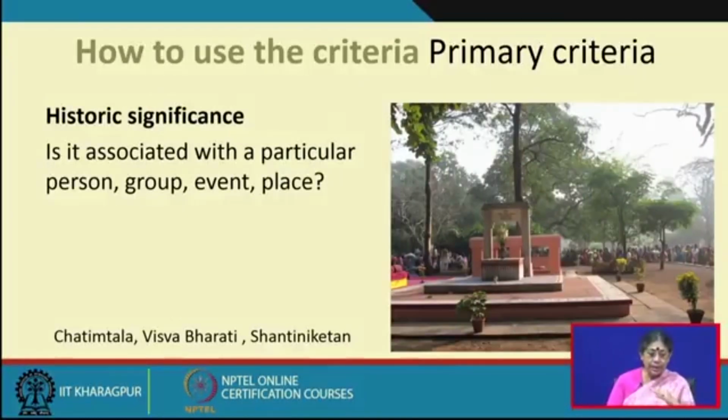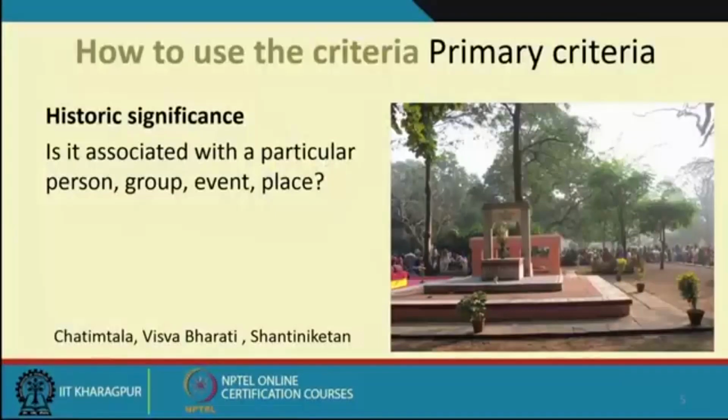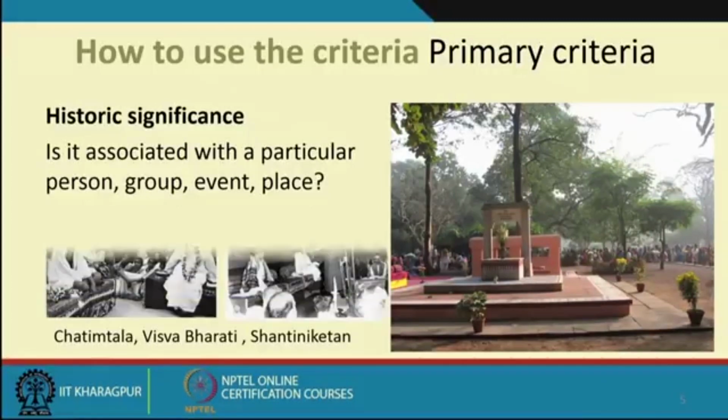Now, let us take an example. Is it associated with a particular person, group, event or place? This is the example of Chatim Tala in Vishwabharati, Shantiniketan. This is a Chatim tree in a landscape, an open area, which is a very important place for the entire running of the soul of Vishwabharati Shantiniketan, which is Tagore's university, which he established there and which is still running as a central university. Now, this is just a tree, and under the tree there is a sitting arrangement. Now, why is it important?